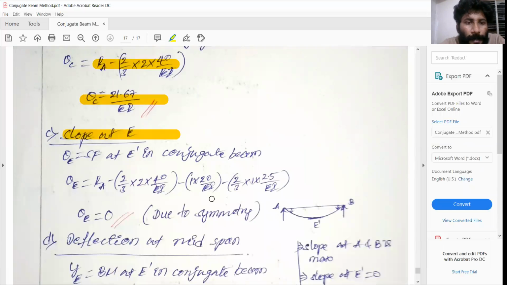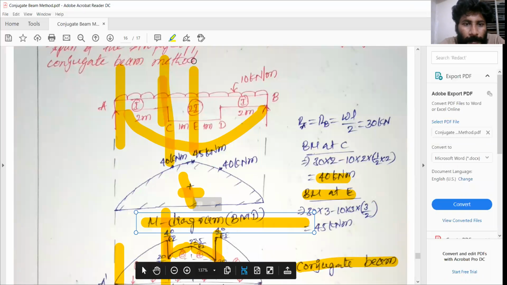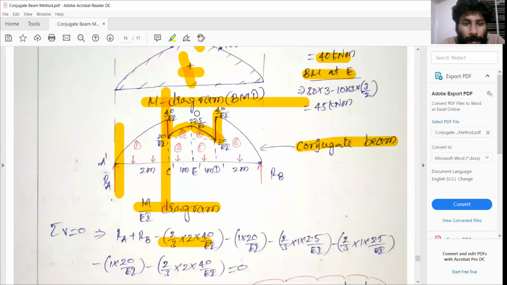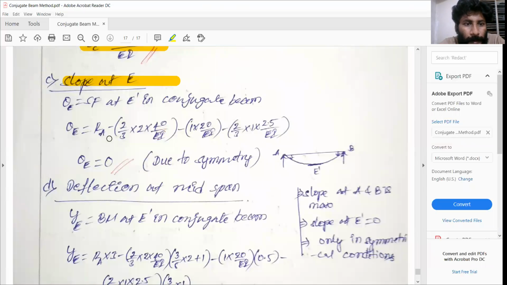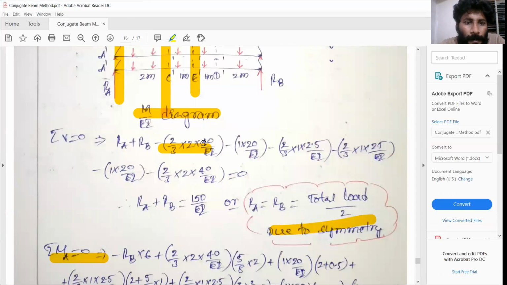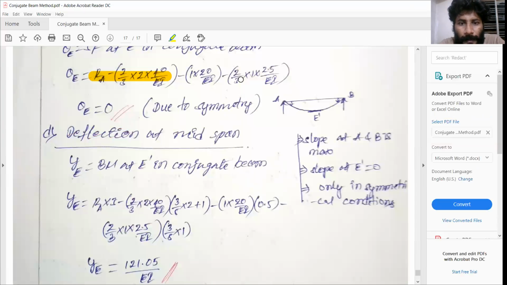Here the slope at E we have to take. Slope at E is again here at mid span. You can see that it is a small, flat curve. So here we have to calculate the slope at E. Again RA minus 2 by 3 into 2 into 40 by EI, the same value I have written here. And again 1 into 20 by EI is this small rectangular here. And again one more, minus 2 by 3 into 1 into 22.5 by EI. You can see these two values here. After calculation we are getting 0.